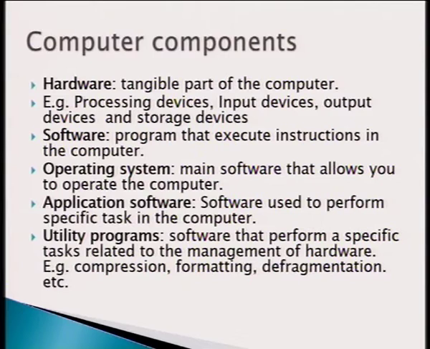Another type of software is the application software. When we talk about application software, we're actually talking about softwares that you install inside your computer to perform a specific task. Say for instance, if you want to access the internet, or if you want to type a Word document, you must install a specific software that allows you to do that. This type of software is called application software.